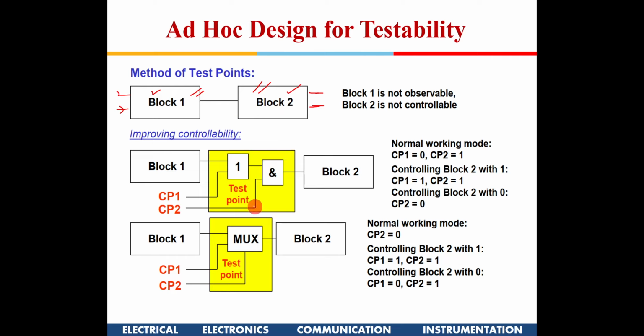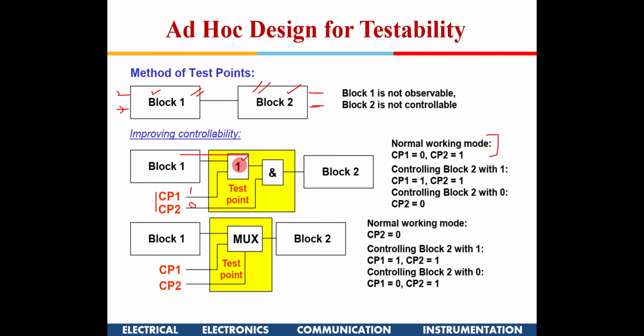So in between the blocks, we can put one more element. OR indicates an OR gate and AND indicates a normal AND gate, and then I can have two additional pins to control these gates. Now if I give CP as 1 and this as 0, then this AND gate becomes transparent. The output of block 1 will be available here. This is 0, so I get the normal mode of operation.